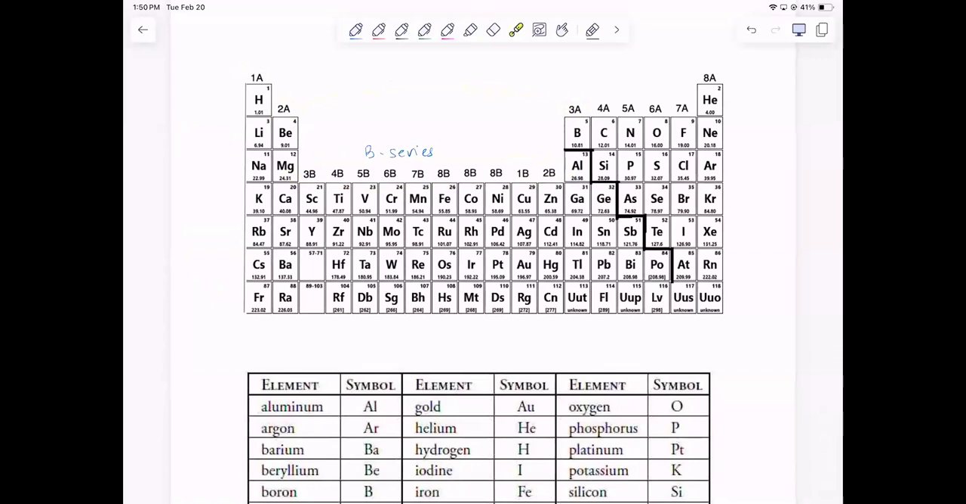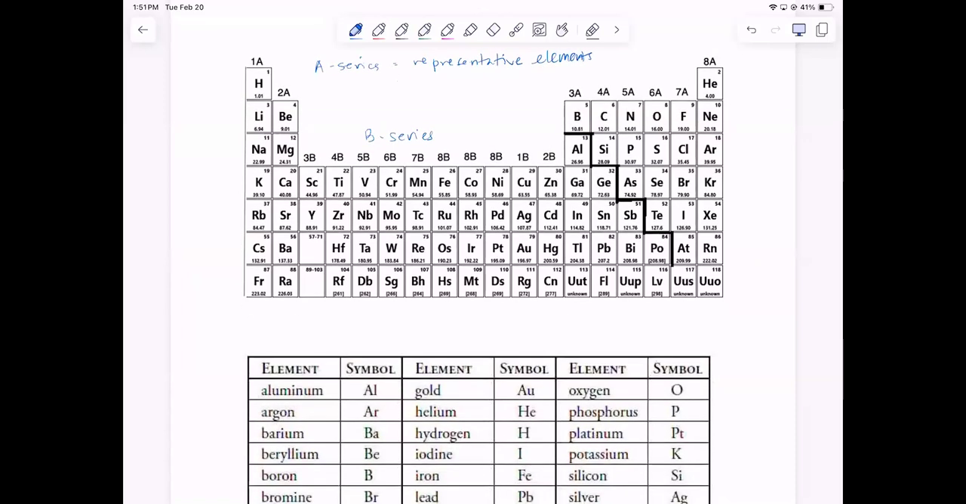The A series are these 2 columns on the left and then 6 columns on the right. And the A series are called the representative elements. The elements in those columns do exactly as I was saying: these elements listed in one column all have similar chemical and physical properties. This is also true about elements in the B series columns, but they're not as representative. They don't do this perfect thing like family 1A, which are all very reactive metals.